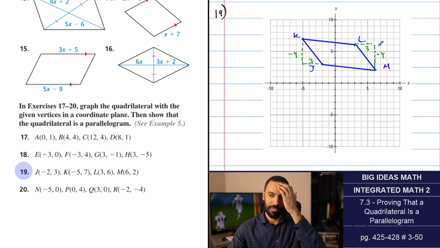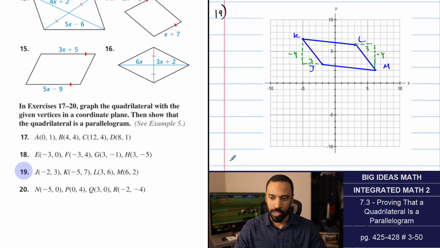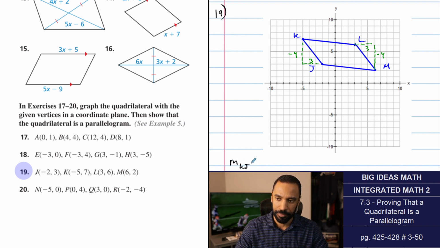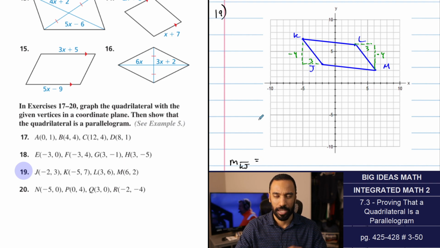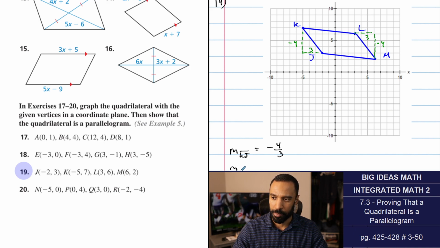So the slopes of them, do you write the right on top and then down? No, it's rise over run. So you always do it kind of that direction. So the slope of segment KJ, JK, probably should have put JK, of KJ is negative 4/3. And the slope of segment LM is also negative 4/3.